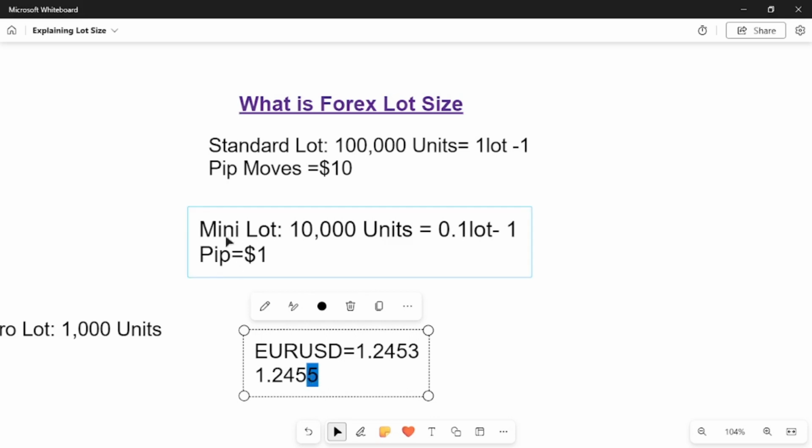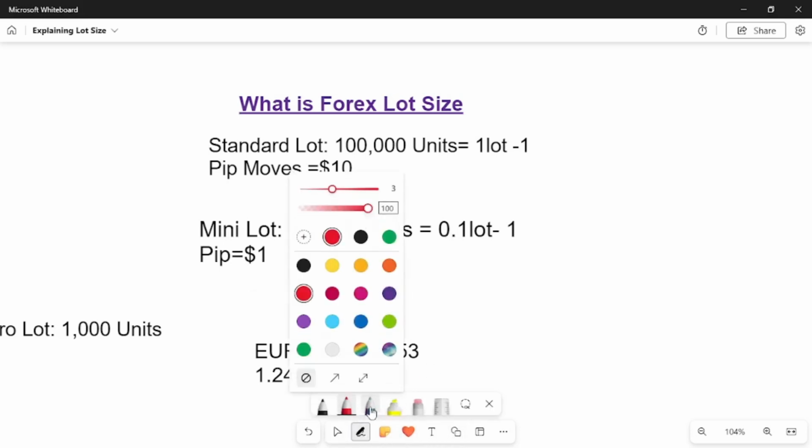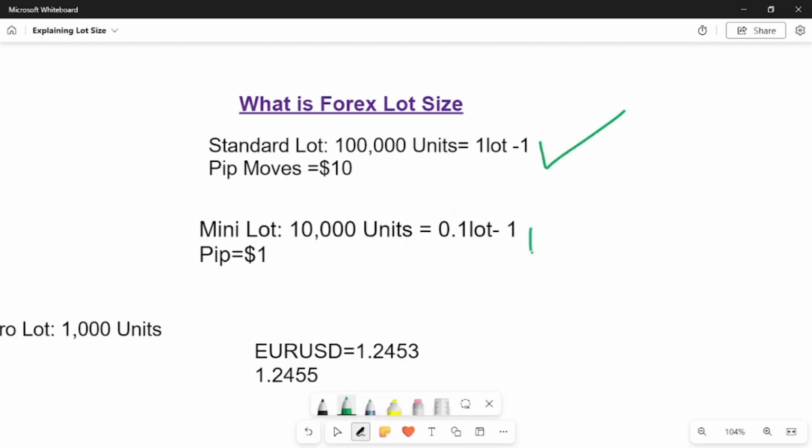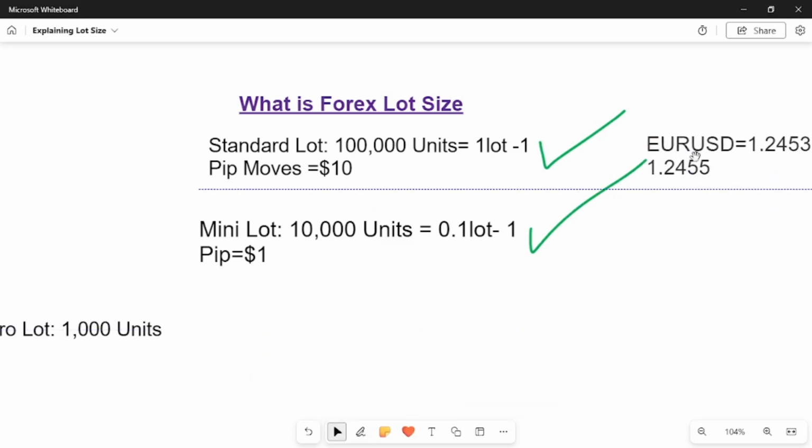So understand it from here. Mini lot equals 10,000 units of a particular currency, which directly corresponds to 0.1 lot size when trading, and 1 pip in it will give you $1. So now let me tick those we are actually done with. We are done with this and this. So now coming to the final one on our list, which is called the micro lot.